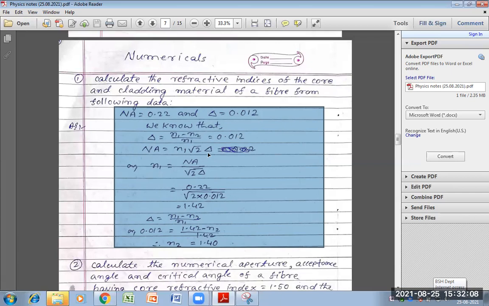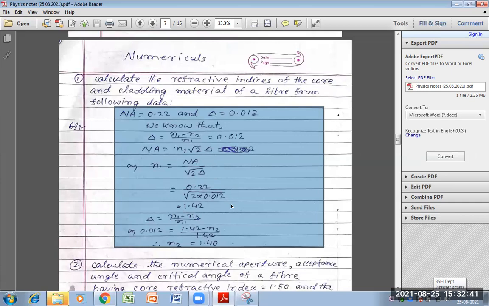So n1, the refractive index of the core, is equal to NA divided by root 2 into delta. The value of NA is given here, that is 0.22. I have written 0.22 divided by root 2 into delta, and in place of delta we write 0.012. After solving this, we get 1.42. So this is the refractive index of the core.